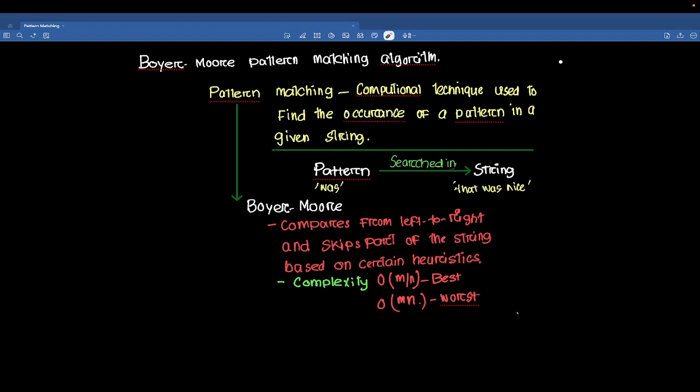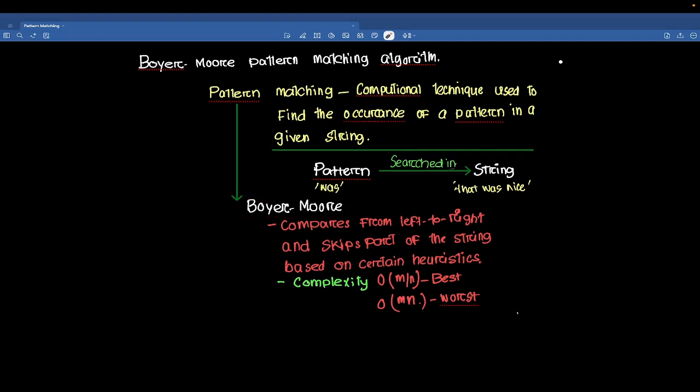In this video, I'm going to explain the Boyer-Moore pattern matching algorithm. Generally, pattern matching is a computational technique used to find the occurrence of a pattern in a given string. For example, let's say we have a given string, "was nice". This is the string, and we need to find the word "was" in it. The string "was nice" is called the text, and "was" is called the pattern, the pattern to be searched in the given string. That is the searching algorithm.